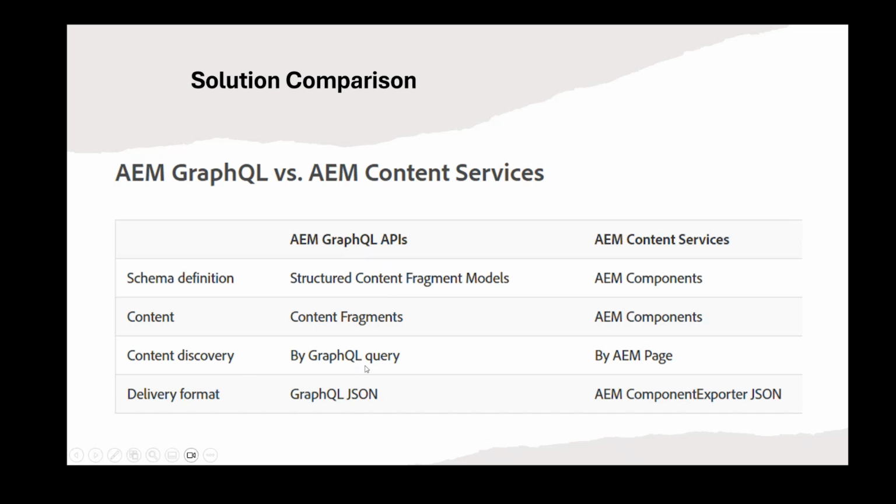In order to fetch the result from GraphQL API, we need to form a query, and based on that query syntax, it will pull out the data from the AEM system. However, whatever page you have created on AEM, the placement of your content, how you have structured your page, based on that, your data will be formed. Delivery format will be JSON for content service, and for GraphQL, that would be GraphQL JSON.